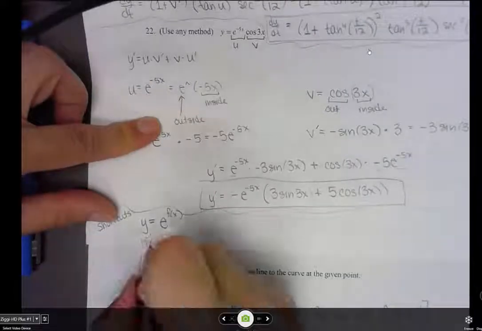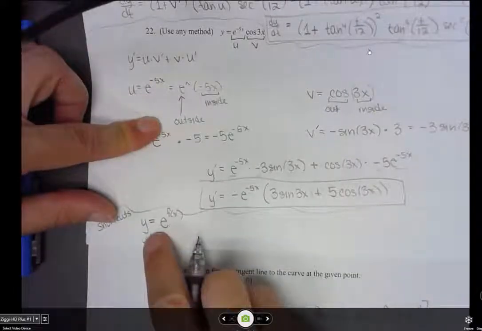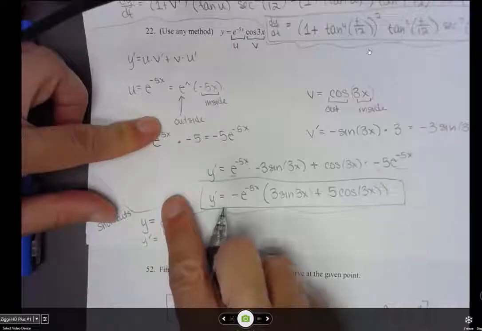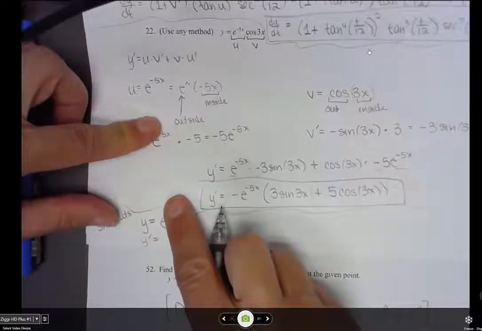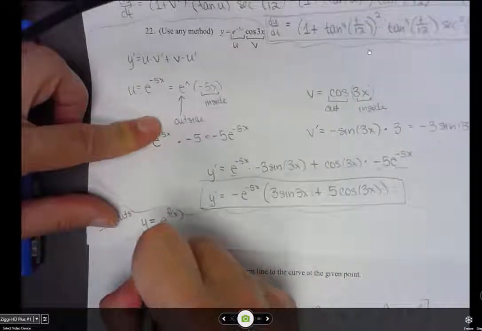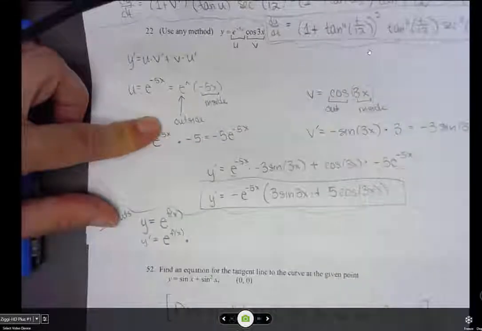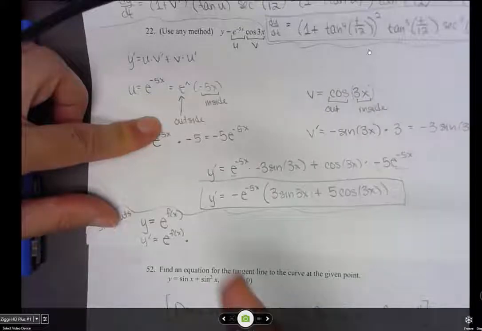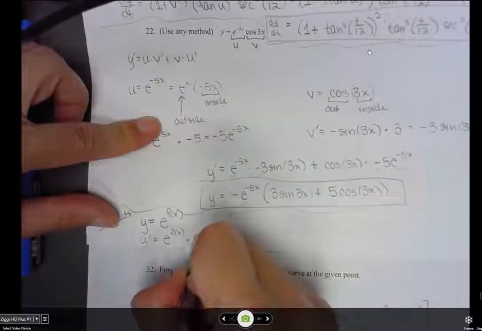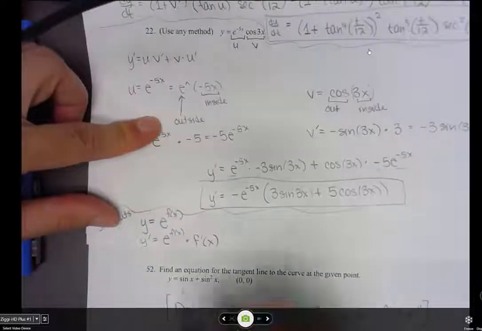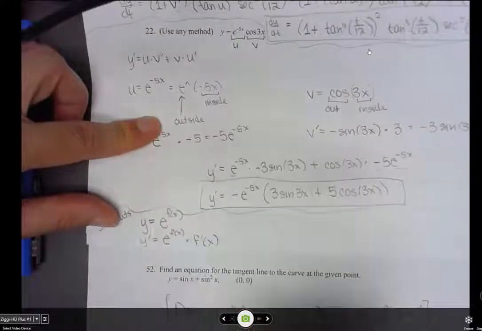So y prime is, whenever you have e to a power and take the derivative, you always get e to that power back. So you're automatically getting e to the f of x back, and then at the end, you multiply by the derivative of the power. If you have more than one term, then you should put this in parentheses so that it would distribute the e.